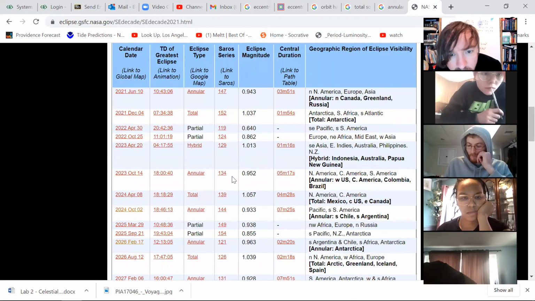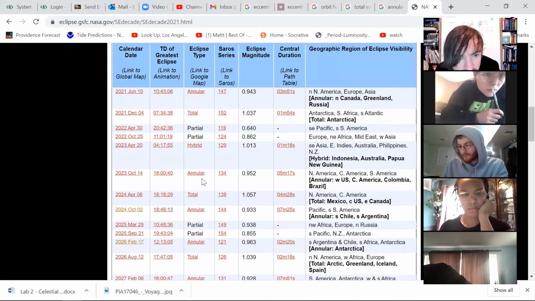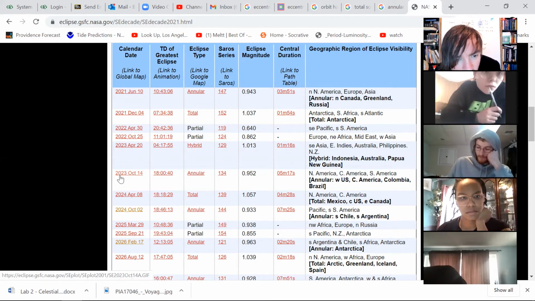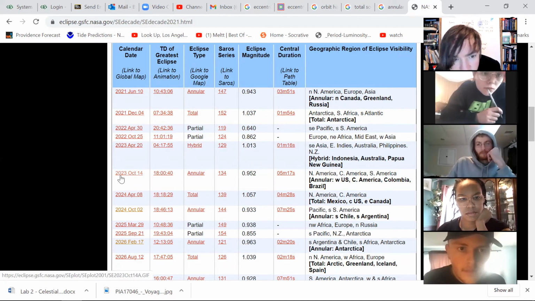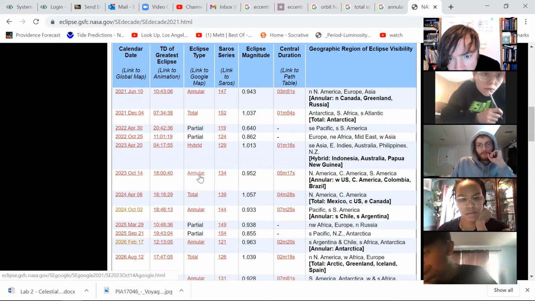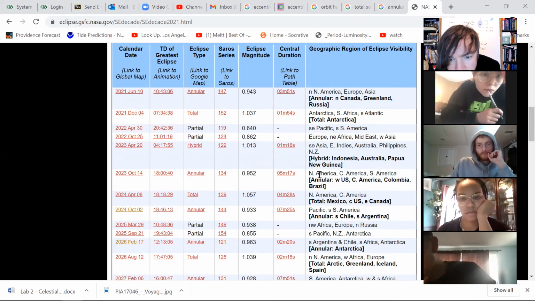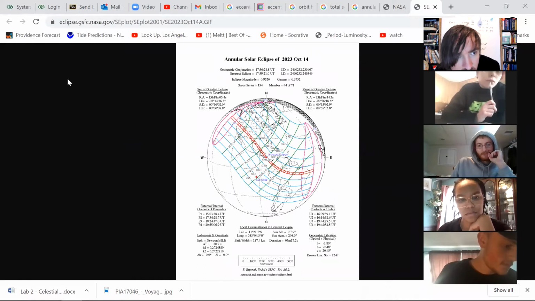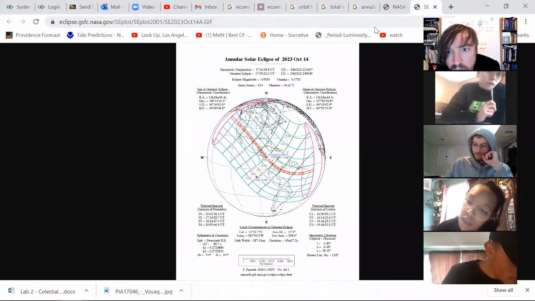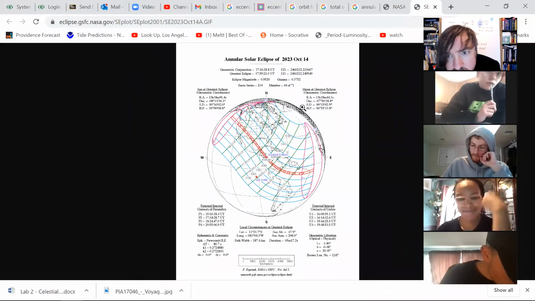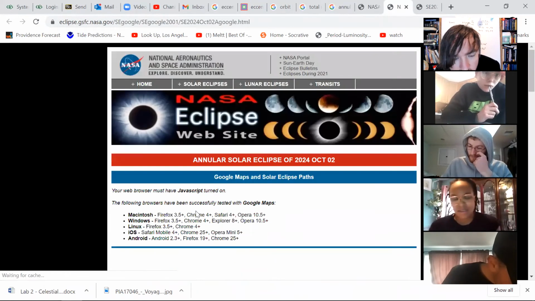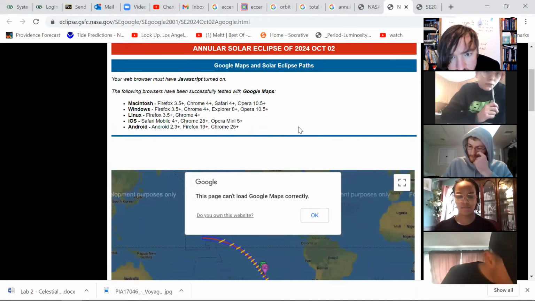And this is telling us the different types. Look at this, guys. 2023, that's 2 years from now, there's an annular eclipse that can be seen from North America. I wonder if this is the one. Let's click on it. That looks interesting. It looks like there's a better version of this. I want the one where it's going across the US. Oops.